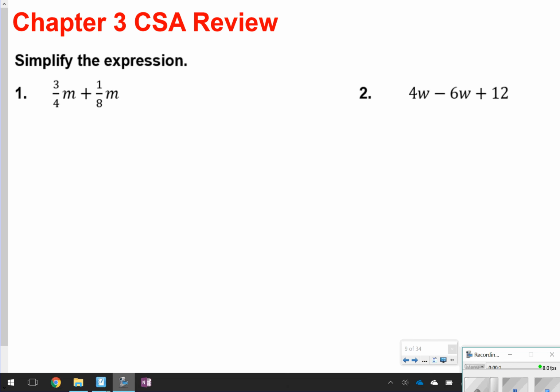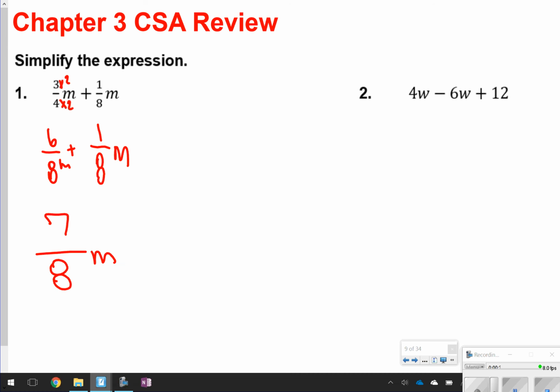Again, remember, simplifying the expression means combining like terms. Before I can combine like terms here, I have to have a common denominator since I have some fractions. The denominator I want to use is 8, so I'm just going to change my 3/4 to 6/8. And then when I add 6/8 m plus 1/8 m, I can get 7/8 m.